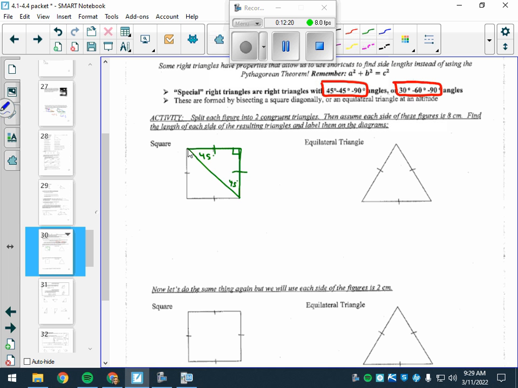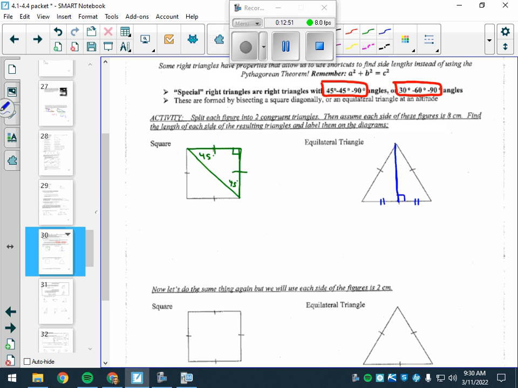Okay, if we take an equilateral triangle and we cut this in half, this time we're going to cut it right down the middle. Basically, we're drawing an altitude, which is also an angle bisector, which is also a perpendicular bisector, right? If it's an equilateral triangle, when you draw that one segment, it's all those things.